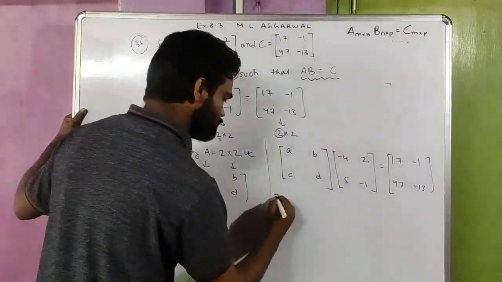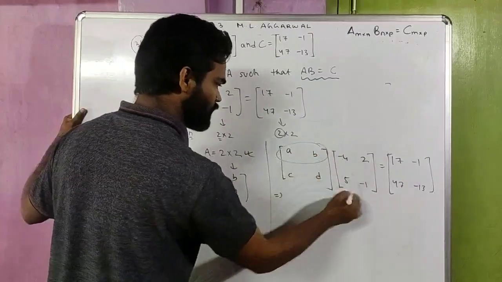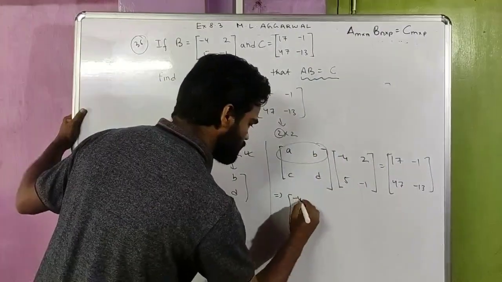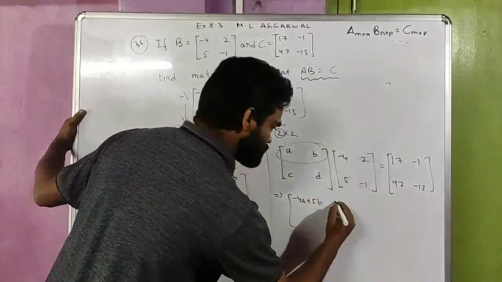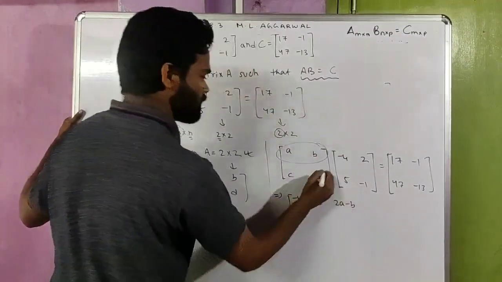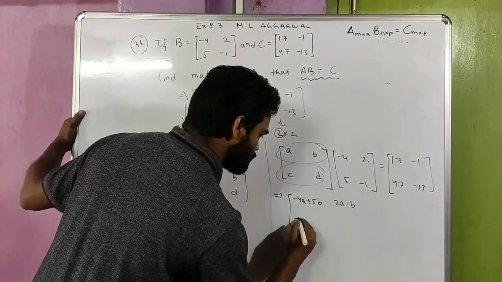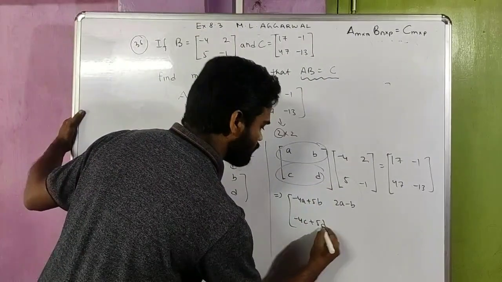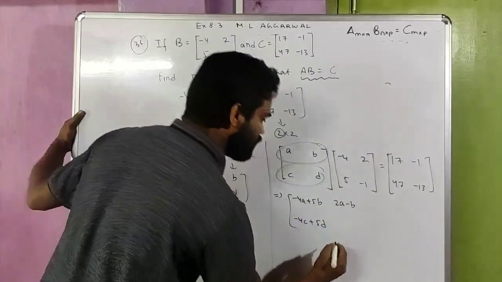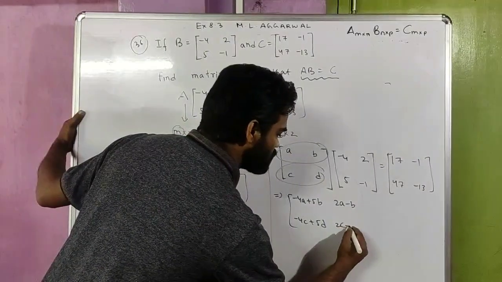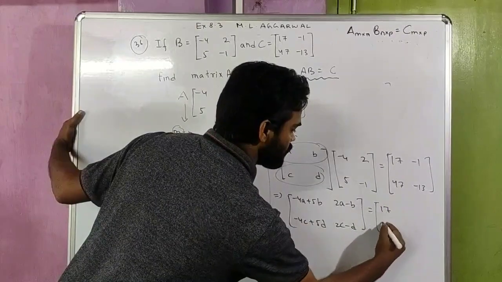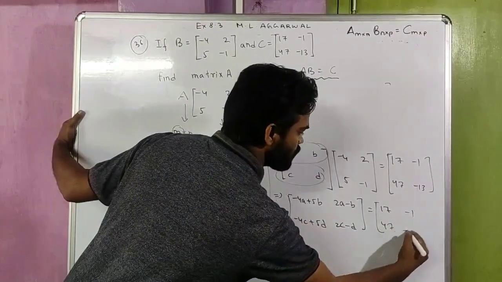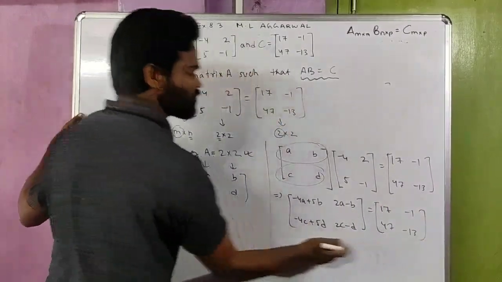Now we know how to solve this. First row, first column, so that's minus 4A plus 5B. First row, second column, that's 2A minus B. Second row, first column, that's minus 4C plus 5D. And the second row, second column, that's 2C minus D. And this will be equal to 17, 47, minus 1, minus 13, which means these two matrices are equal.